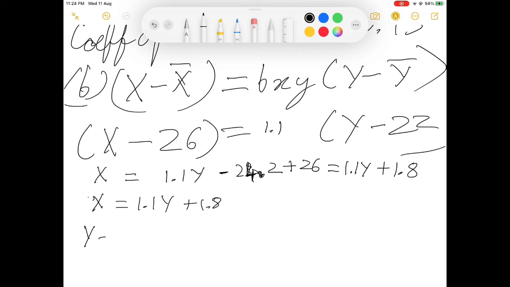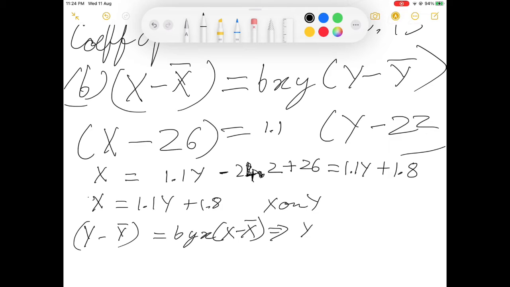Now let's do the y on x regression equation, that is y minus y bar is equal to byx into x minus x bar. So please always write what the regression equation is. It is x on y, the first one. The second one is y on x.